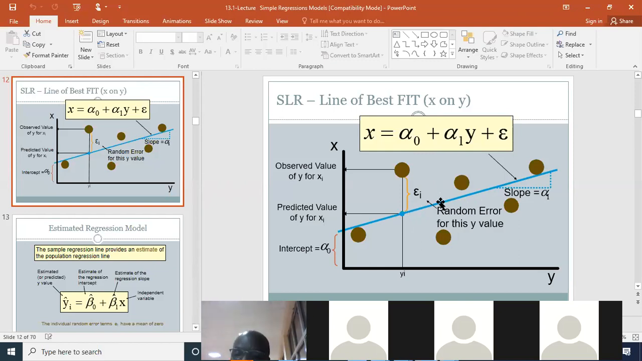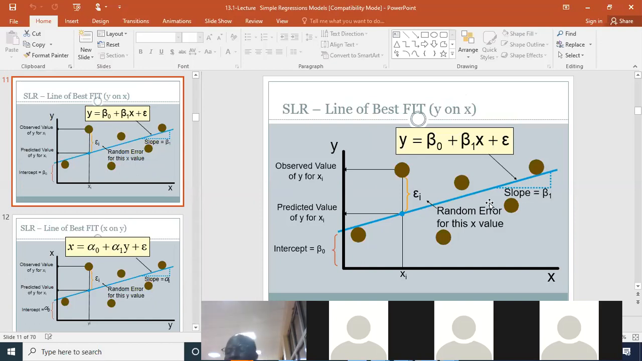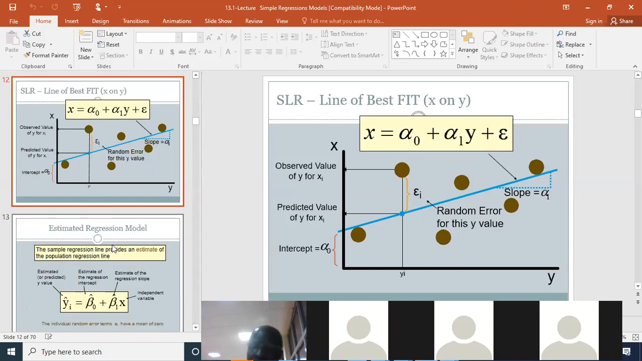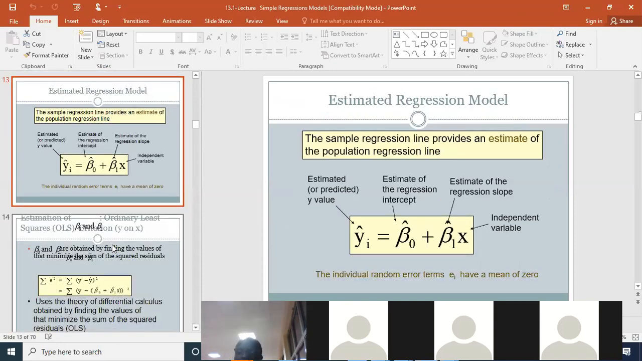Therefore, the equation of this line will be the same equation, but without epsilon. That will be the estimated regression line. If this is the line, then the equation of this line will be y equal to beta naught plus beta 1 x, without the error term. That will be the estimated line of y given x. And those are the regression lines.